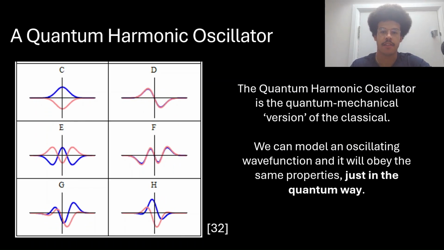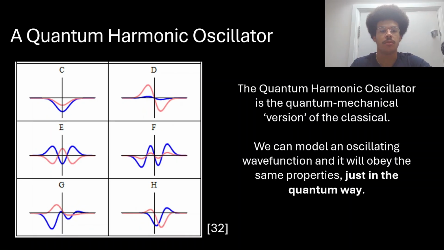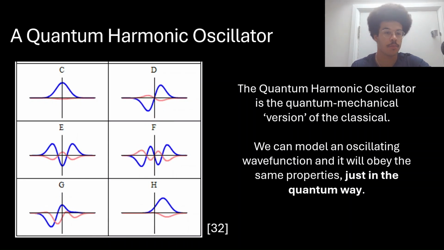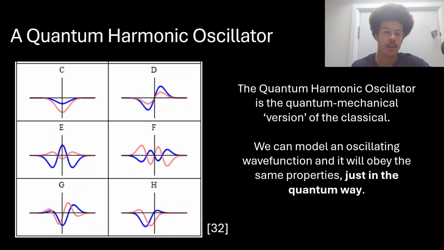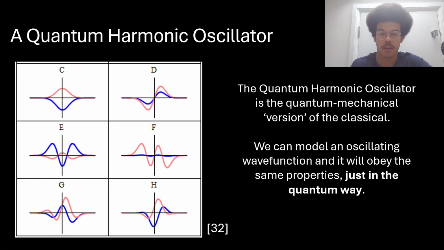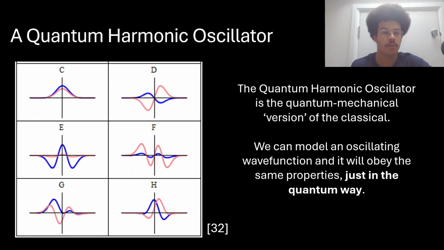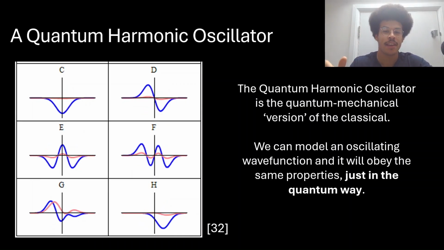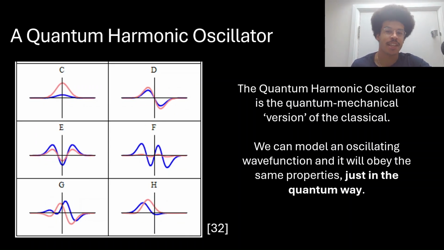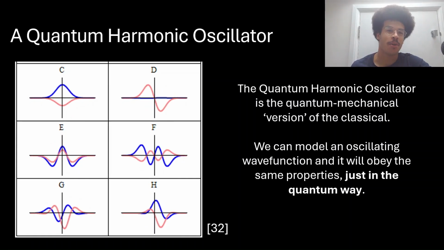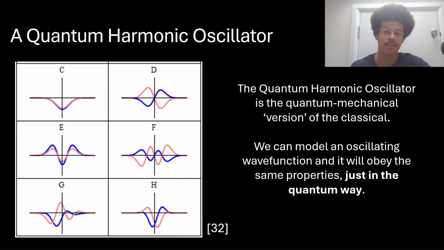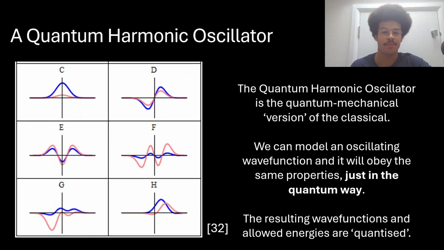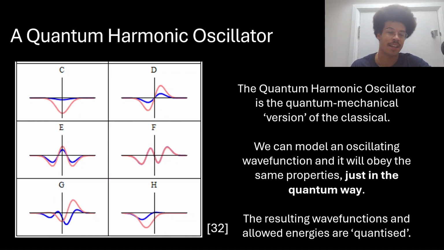And therefore, we can basically model these oscillating quantum things, which are formally known as wave functions, and we will go into what that is in just a bit. But we can think of them as wave functions, and we can model any quantum system as having this sort of harmonic oscillator wave function, and it will then obey those same properties, just in the quantum way. So if we want to think about a quantum harmonic oscillator, we have to think about oscillating wave functions. And these resulting wave functions will have quantized energy levels.